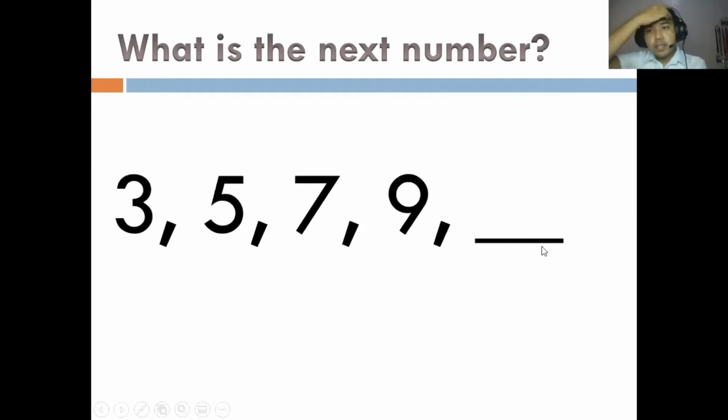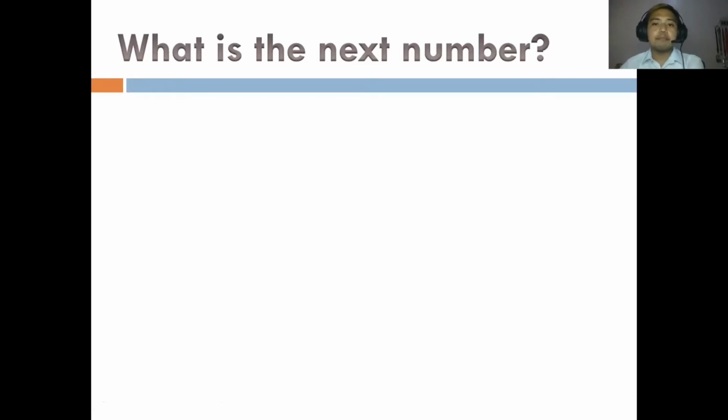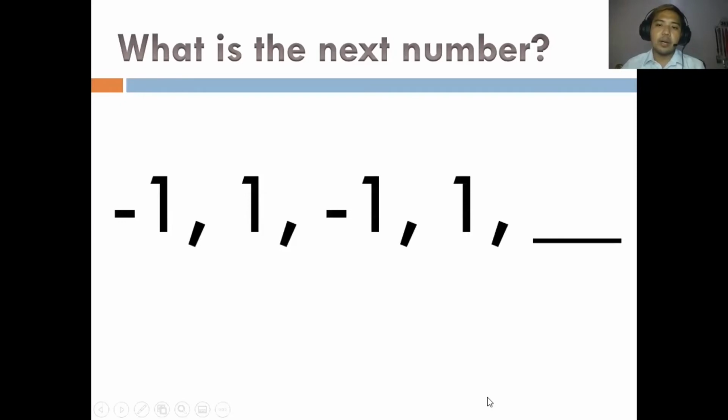Okay? Next, we have this one. Negative 1, 1, negative 1, 1. This is easier, because the sign just alternates. Negative 1, 1, negative 1, 1. So therefore, what is the next? Very good. So what follows is negative 1.